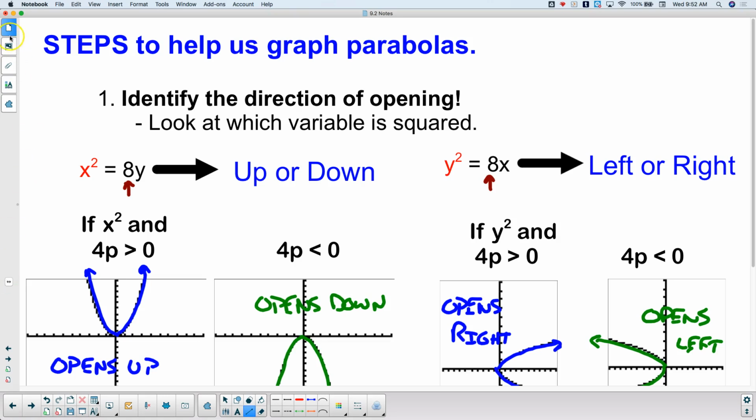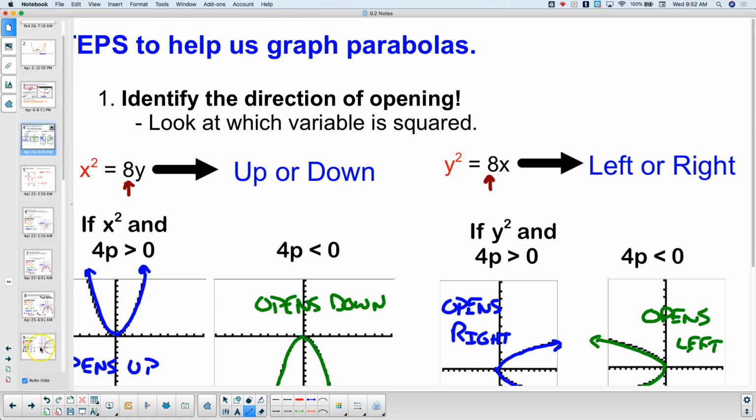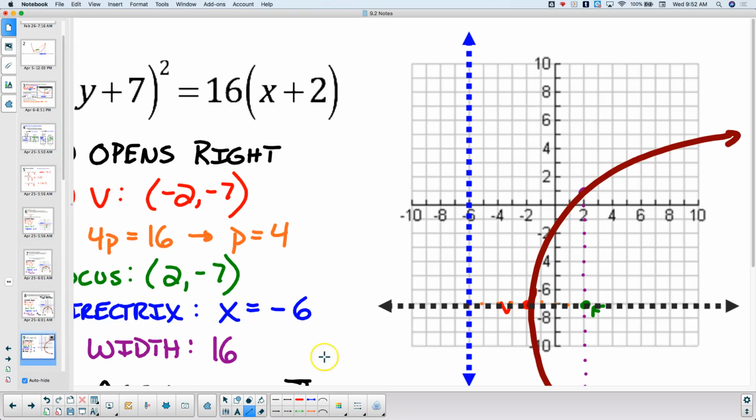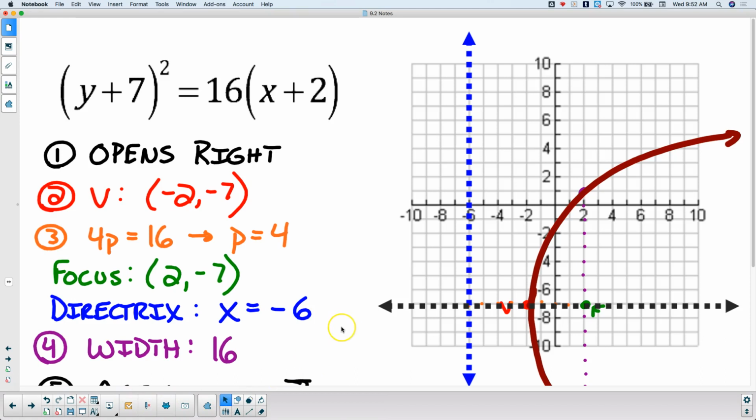So the axis of symmetry is just the line that goes through the vertex and the focus point. Correct. Okay?